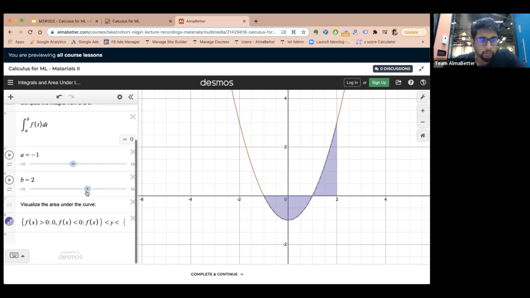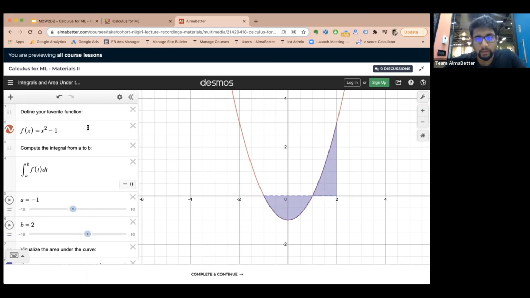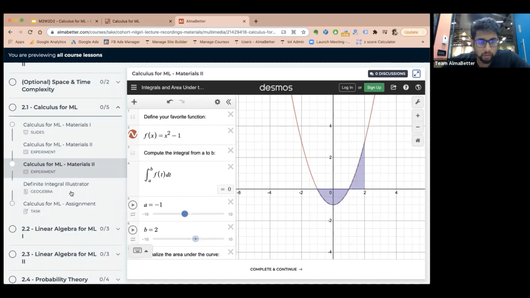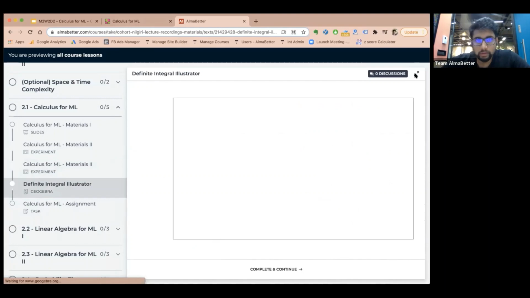Okay, so you can use this particular experiment to visualize and maybe come up with values of certain definite integrals. You can use this as a calculator as well. So yeah, let's move on to a different experiment.